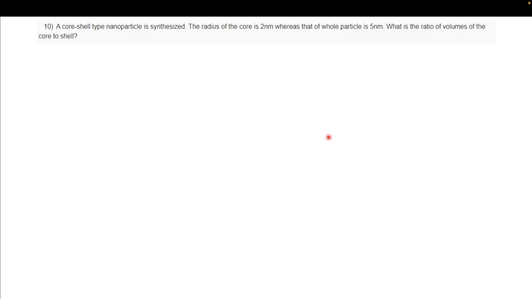Okay, so the next is: a core shell type nanoparticle is synthesized. The radius of the core is 2 nanometer, whereas that of the whole particle is 5 nanometer. What is the ratio of volumes of the core to shell? So essentially, you have something inside the particle, and on top of that there is a shell. We know the radius of the core and the radius of the whole particle. We just have to find the ratio of the volumes of core to shell.